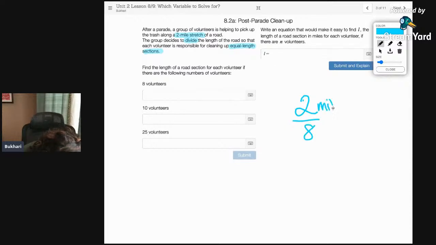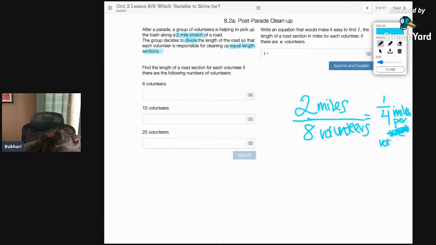This is my 2 miles. This is my 8 volunteers, because we're dividing it evenly, in equal length sections between them. And I know that that is going to give me 1/4 of a mile per volunteer. Every volunteer has to do a 1/4 of a mile, right?